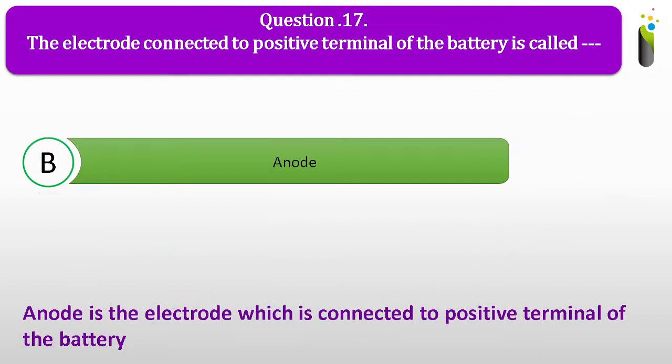The correct answer for this question is anode. Anode is the electrode which is connected to the positive terminal of the battery. And the one which is connected to the negative terminal of the battery is cathode. So almost everybody, Arushi, Kavya, Kanak, Reshma, सबको आंसर करेक्ट मिला है.